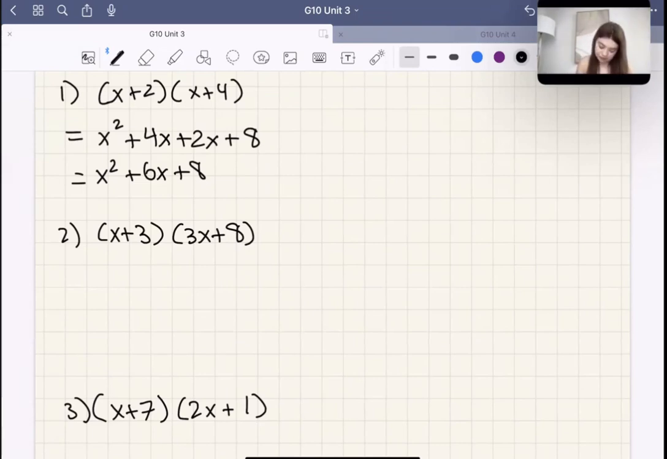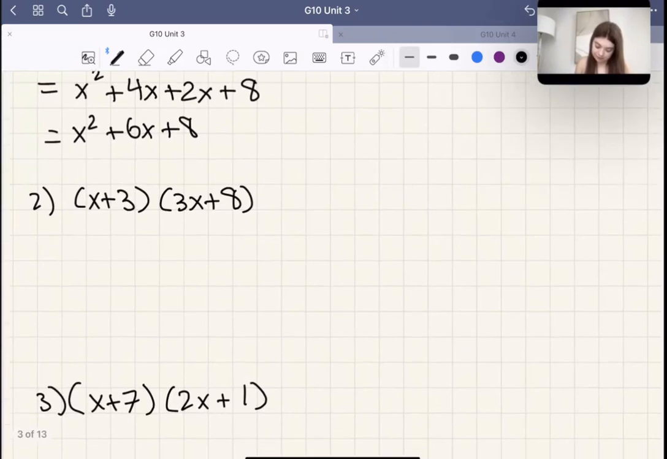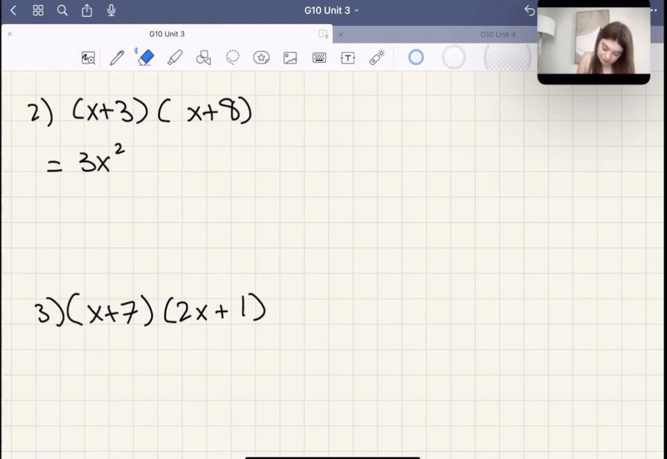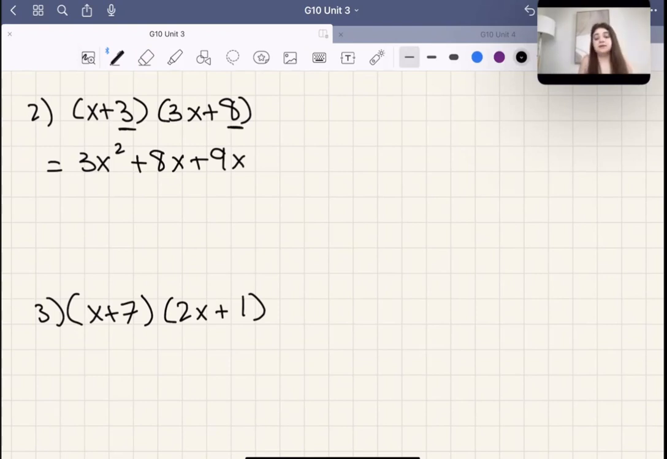Okay, let's do a couple more examples here. This next one is x plus 3 times 3x plus 8. So what's first? Well, F, which is for first. So we multiply x and 3x together, and we get 3x squared. Then we have outer, so that's x times 8, so that's plus 8x. Then we have inner, which is 3 times 3x, which is 9x, so we're going to add 9x. And then we have last, which is 3 times 8. 3 times 8 is 24.